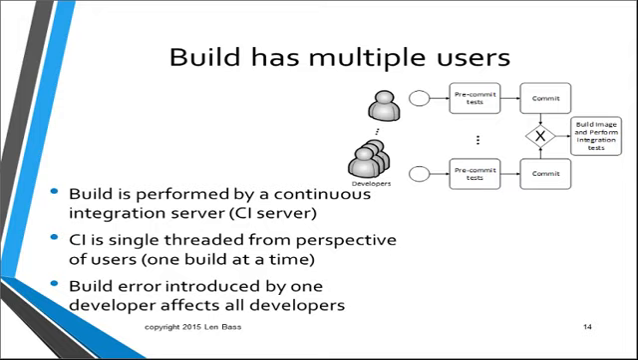A build has multiple users, and a build is single-threaded from the perspective of the user, so it will only do one build of a system at a time. It could be building multiple systems simultaneously. A build error introduced by one developer affects all the developers because it shuts down the build process. If you check something in that doesn't compile, then nobody can build that system because that becomes a part of the whole system. And there are social pressures. There's the notion of having a hat that you wear showing that you broke the build, just as a way of encouraging people to make sure that the build is successful.